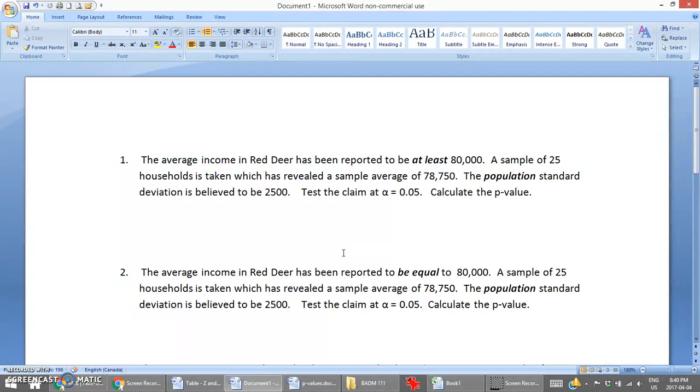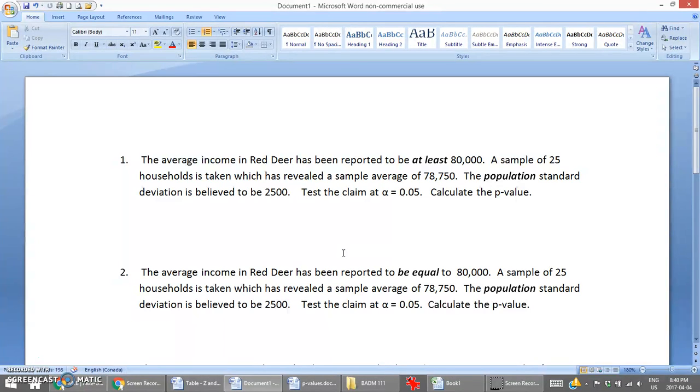So question 1, the average income in Red Deer has been reported to be at least $80,000. A sample of 25 households is taken, which has revealed a sample average of $78,750. The population standard deviation is believed to be 2,500. Test the claim at 5% alpha and calculate the p-value.